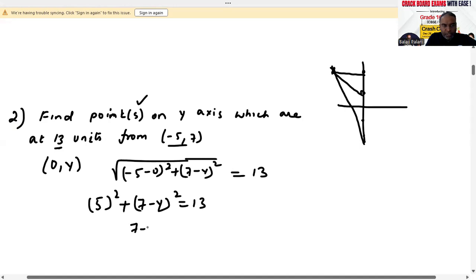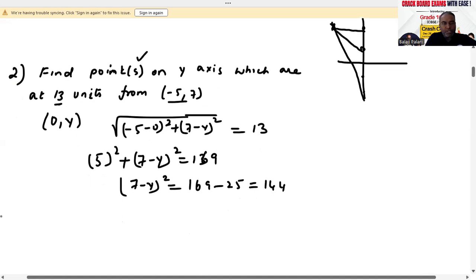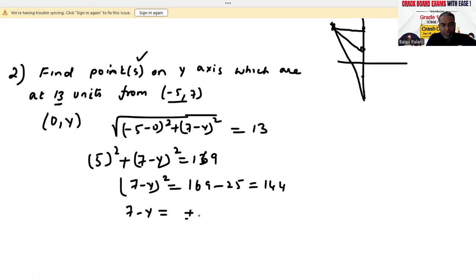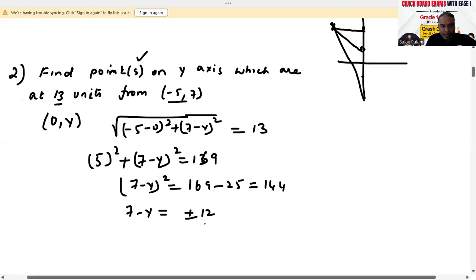So (7 minus y) the whole square is equal to 169, we are squaring 13. 169 minus 25 is 144. We just squared both sides to get the value for y. Now we'll take the square root on both sides for the same reason. 7 minus y is equal to plus or minus 12. This is one easy way of tackling this problem, instead of expanding (a minus b) whole square and then solving a quadratic equation to get the same answer in the end. So we have 7 minus y is equal to plus or minus 12.